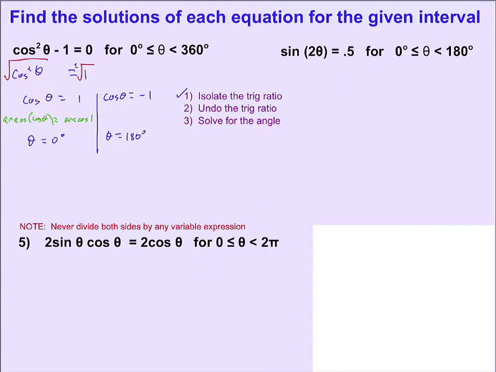And those are the only two numbers between 0 and 360 degrees. Notice how I don't include 360 degrees. Otherwise, I would have to write that as a solution too. And so my solution is 0 degrees or 180 degrees. And that's your answer.